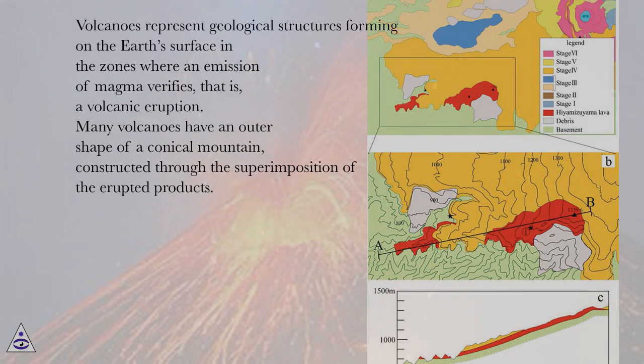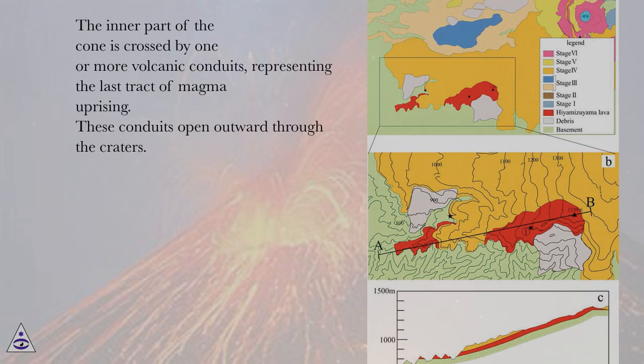Volcanoes represent geological structures forming on the Earth's surface in the zones where an emission of magma verifies, that is, a volcanic eruption. Many volcanoes have an outer shape of a conical mountain, constructed through the superimposition of the erupted products. The inner part of the cone is crossed by one or more volcanic conduits, representing the last tract of magma uprising. These conduits open outward through the craters.